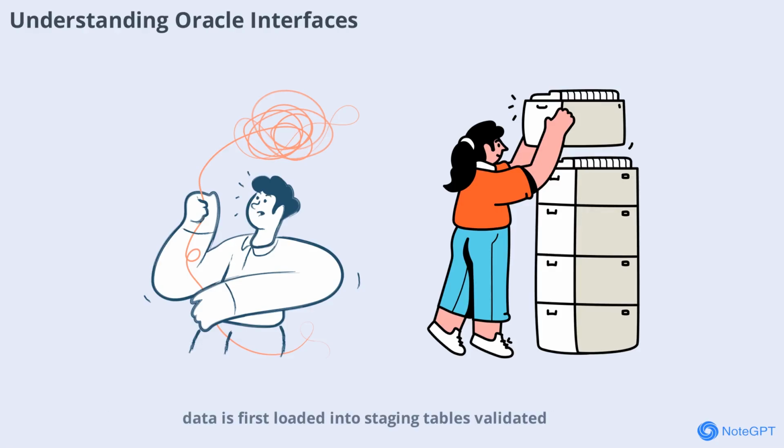Data is first loaded into staging tables, validated, and then moved to the interface table. After passing all checks, it's imported into base tables for business use. Throughout this video, we'll break down each interface's process, highlight key validations, and explain how errors are handled. Let's start with the general ledger GL interface and see how data flows from staging to final posting.